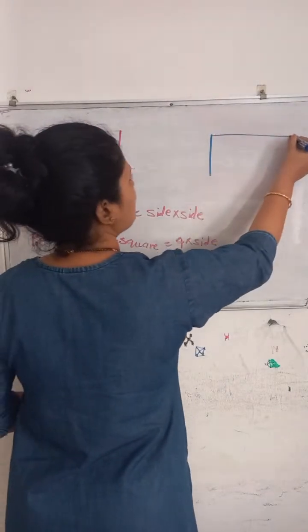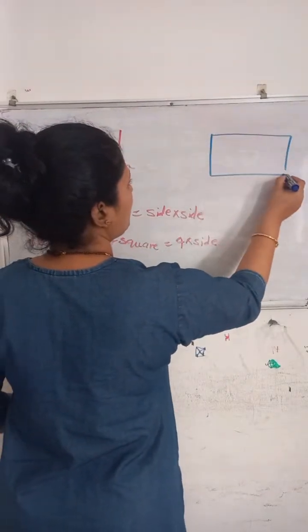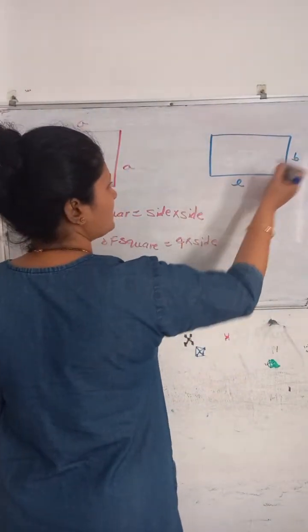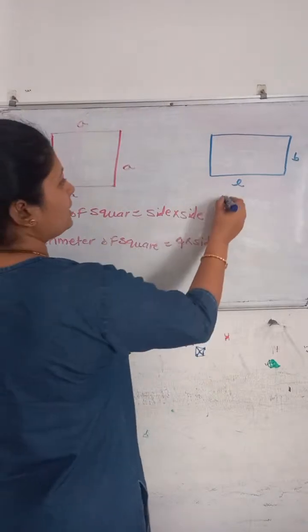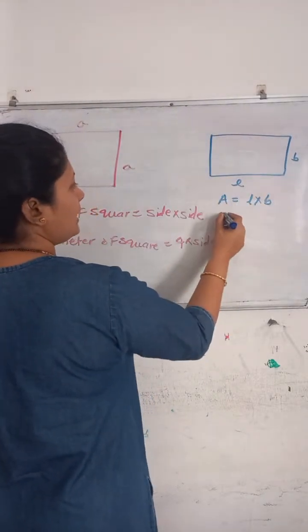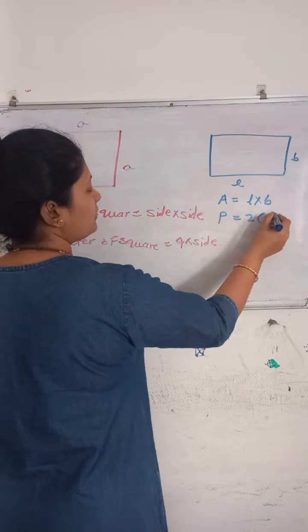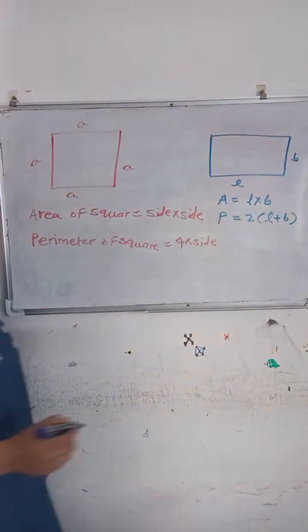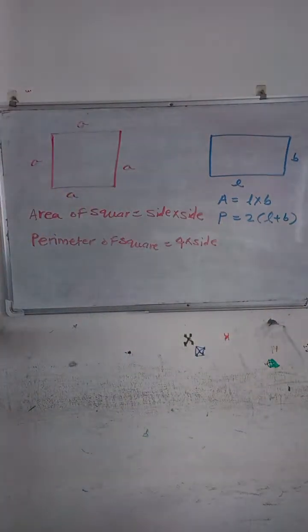where pairs of opposite sides are parallel. This is length L and this is breadth B. Okay, then the area of the rectangle is nothing but L into B, and perimeter is nothing but 2 into the bracket L plus B. Okay, so these are the area and perimeter for the rectangle.